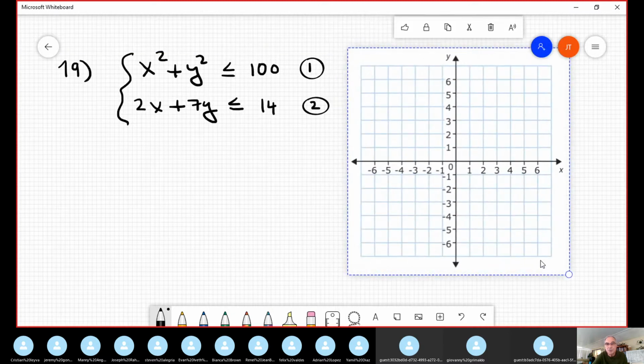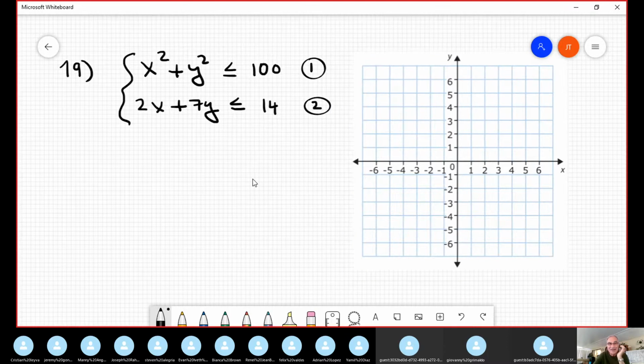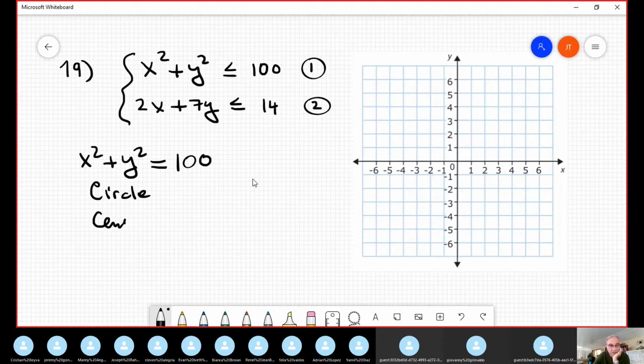Okay, let's do it one by one. What do you think about inequality number 1? What does x squared plus y squared represent? A circle. Exactly, a circle whose center is located at the point. At what point is the center?